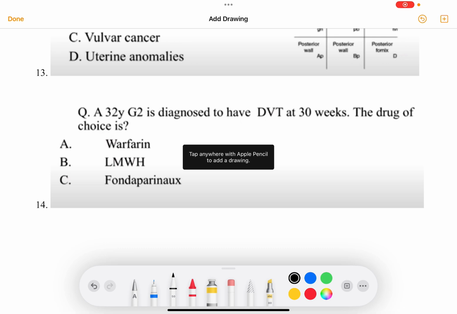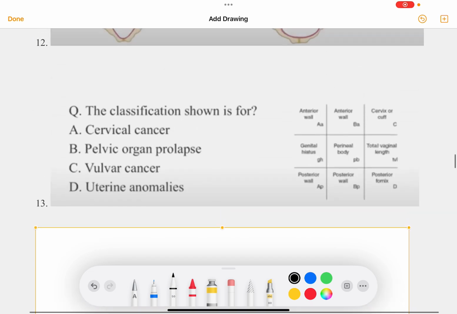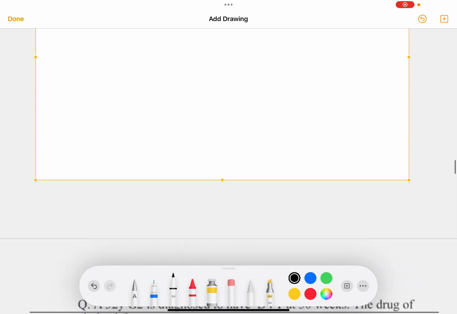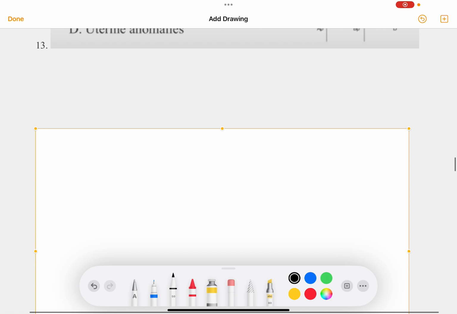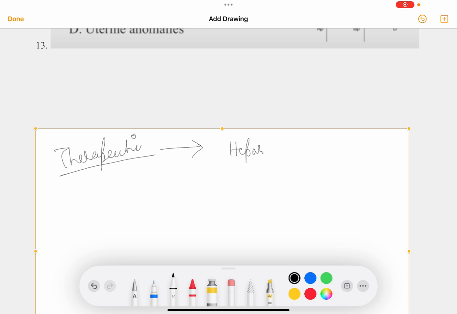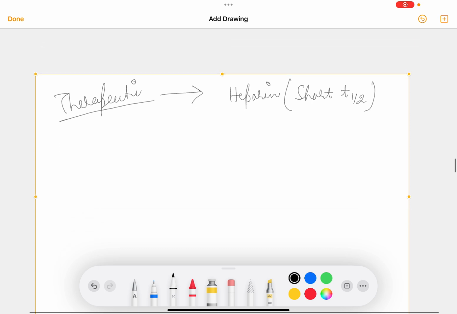Coming to question number 14, a 32-year-old second gravida diagnosed to have deep vein thrombosis at 30 weeks. What is the drug of choice? For DVT, always remember, for therapeutic use, meaning deep vein thrombosis has already occurred, then you cannot start warfarin. You have to start heparin only for these patients, because heparin has a very short half-life. The moment you start heparin, it goes to the body and starts dissolving the clots.